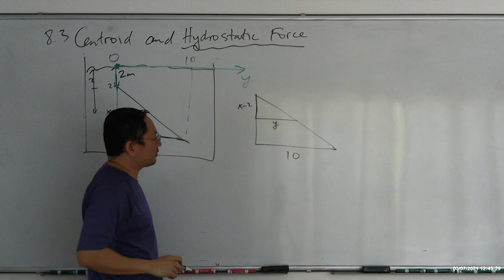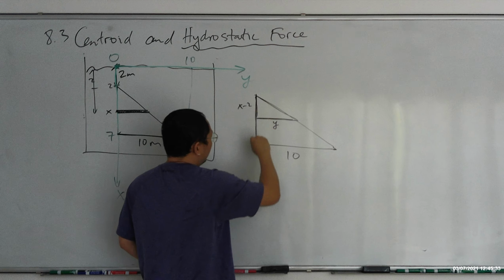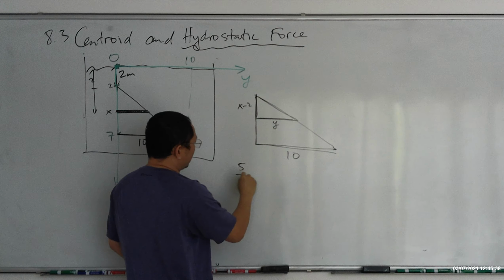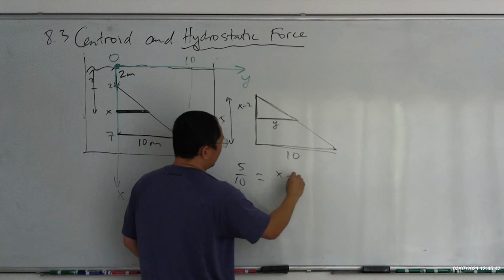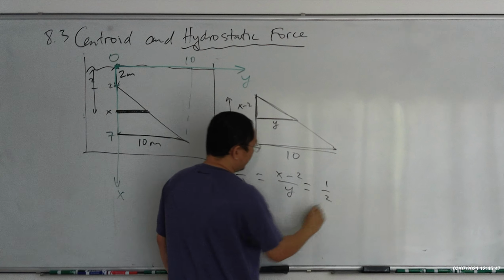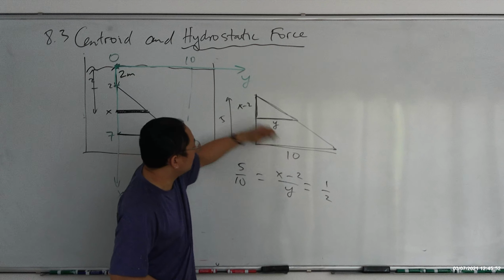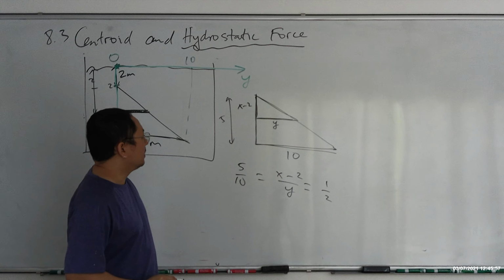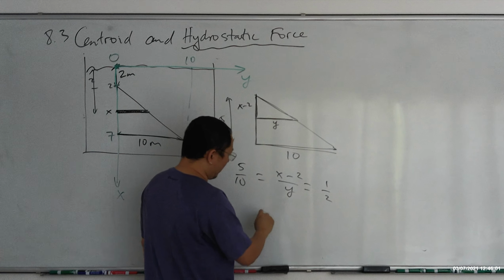So I can use similar triangles. This little triangle right here is going to be similar to the bigger triangle. The bigger triangle, the ratio was 5 out of 10, right? 5 out of 10 is going to be equal to x minus 2 over y. 5 out of 10 is 1/2. This side over this side will be equal to this side over that side because the two triangles are similar, so they are proportional. So we can calculate for y right here.